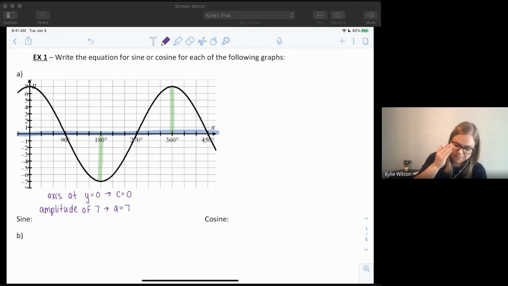So I'm going to look and see how long the period is. My sine starts at the axis, goes down through the axis, and ends back here. So how long is the period there? It ends at 450 and starts at 90. 450 minus 90 is 360 degrees.